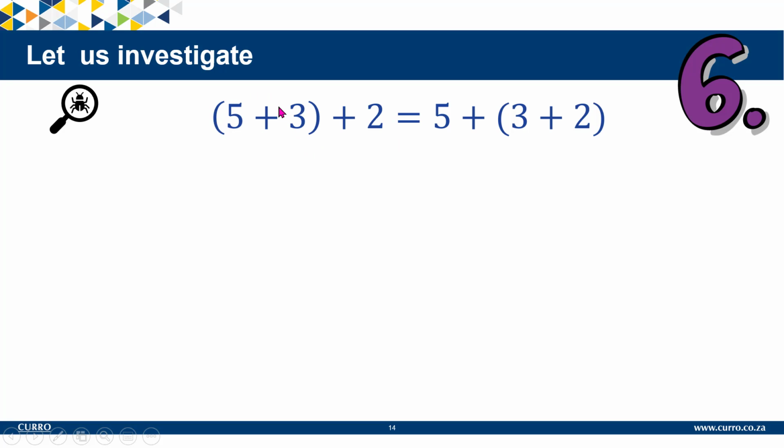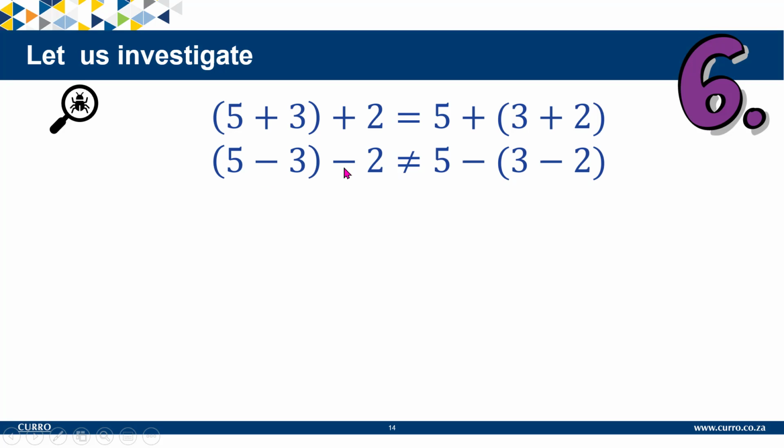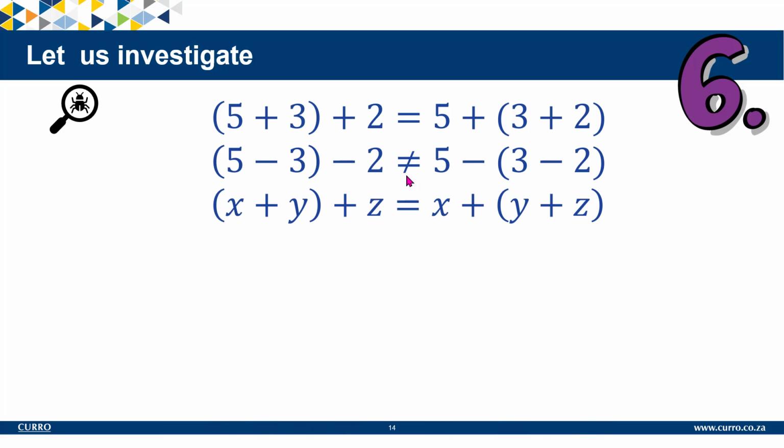In this first one, the brackets are around 5 plus 3, and there the brackets are around 3 plus 2. So will it give the same answer? Yes, because this is 8 plus 2 is 10, and that's 5 plus 5. It's also 10. However, if you subtract, and the order stays the same, but you change the grouping, then the answer will not be the same. This is 2 minus 2 is 0, and 5 minus 1 will give you 4. So it does not work with subtraction, poor subtraction, and poor division. It only works with addition and multiplication.